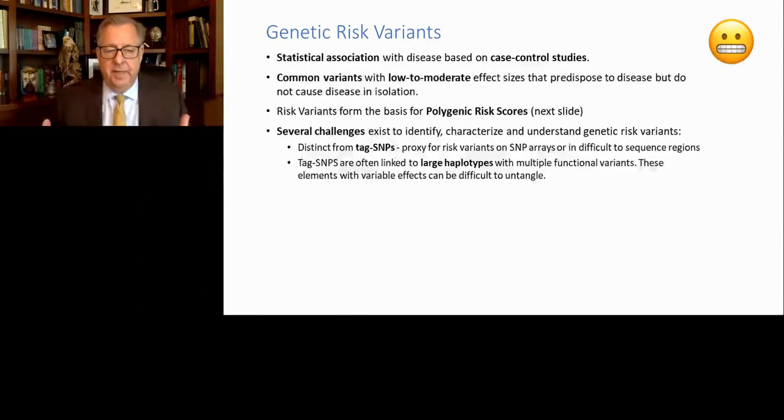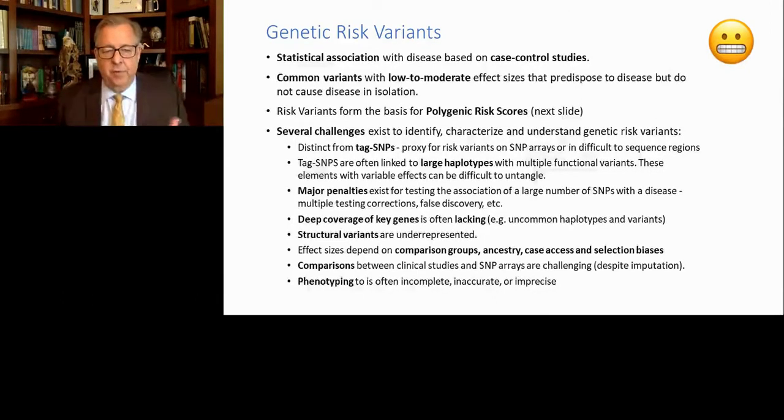There's a number of challenges because they're distinct from the tag SNPs. These are used as proxies for a whole variety of SNPs in a certain location for identifying genetic risk. And the tag SNPs are often part of very large haplotypes, which have multiple functional variants. And so it can become difficult to understand exactly what each variant does and how to untangle these things. There's also major penalties for multiple testing of huge numbers of SNPs, false discovery. There is a lack of deep coverage of certain genes because the uncommon variants are not there. The structural variants are often underrepresented.